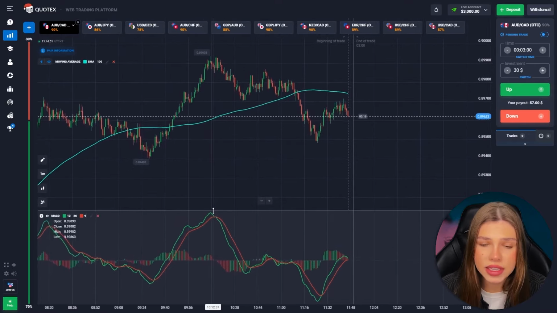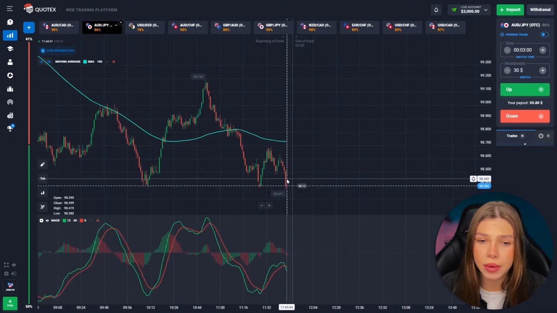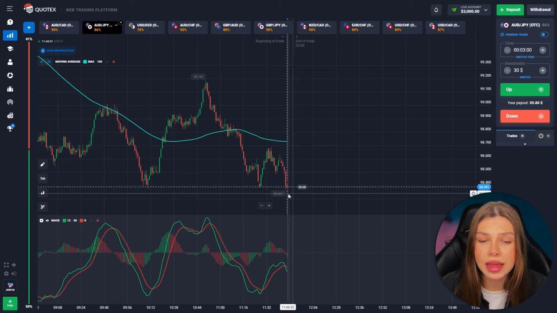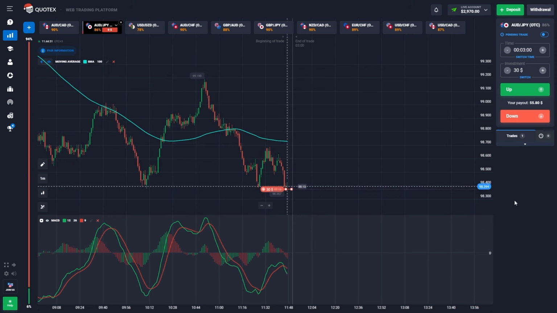This is the intersection of the moving average and the MACD indicator. This is exactly what is happening now. The moving average is moving down and we see the intersection of the green and red line. Expiration time 3 minutes and time frame 1 minute.